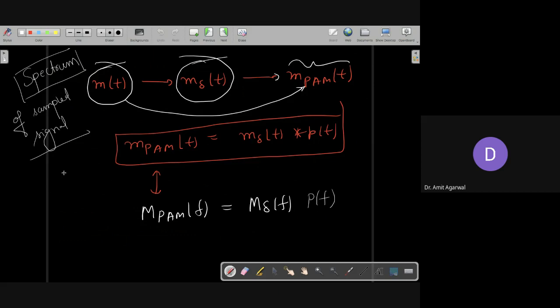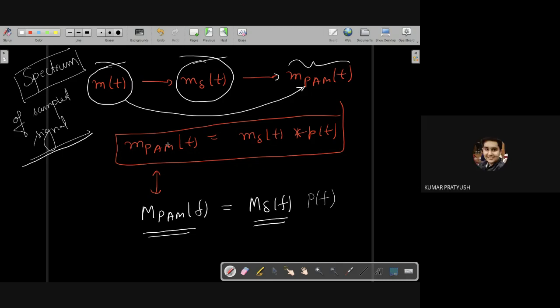So up to here, ask anything, if you have any doubt, after this we will shift to the spectrum of the sample signal. In time domain we have seen both PAM and ideal sampling. Now we will see the spectra of these two. I mean, we'll see in frequency domain how these signals would look like. Okay, so any doubt, Aditya? No, sir. Okay. Kumar? No, sir.